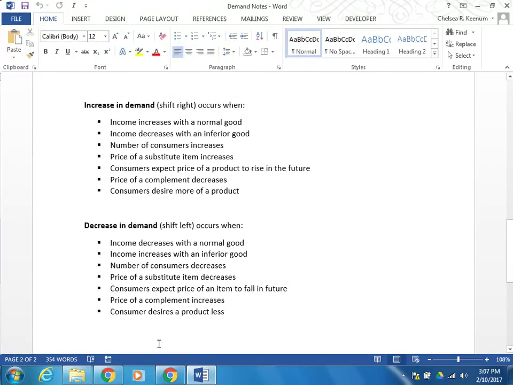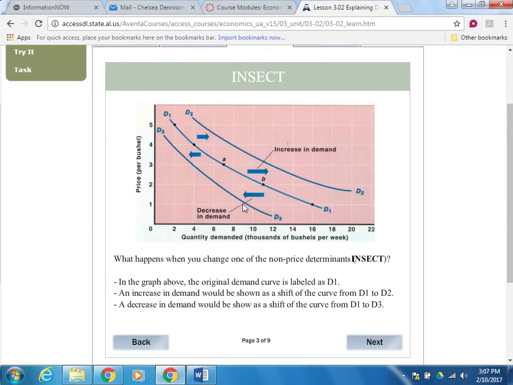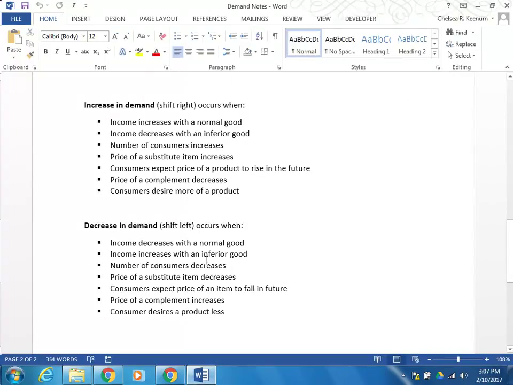Okay, now let's talk about this decrease in demand, shifting that curve to the left. And it's basically just the opposite of everything up here. Income decreases with a normal good. So if I'm not making as much money now, and a lot of people aren't making as much money now, what's going to happen to movie tickets? Nobody's going to want to buy them because we're trying to save our money. So the demand decreases.